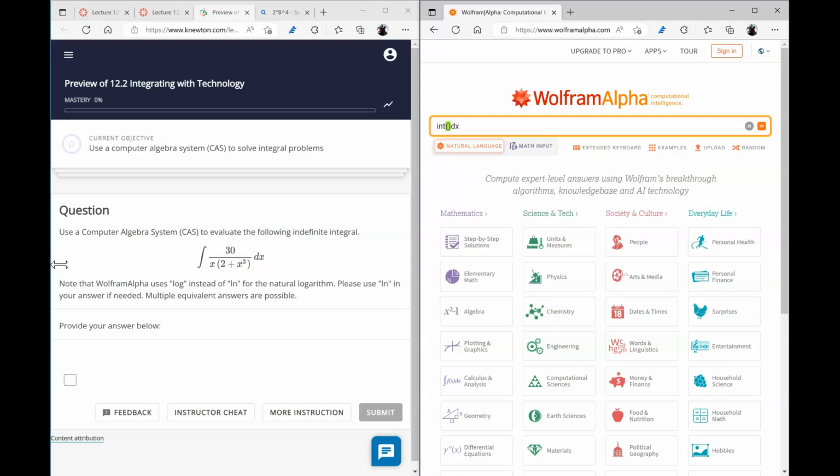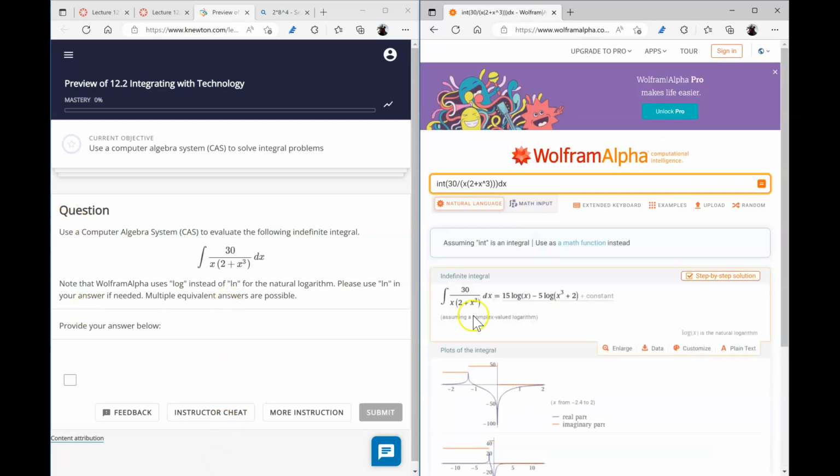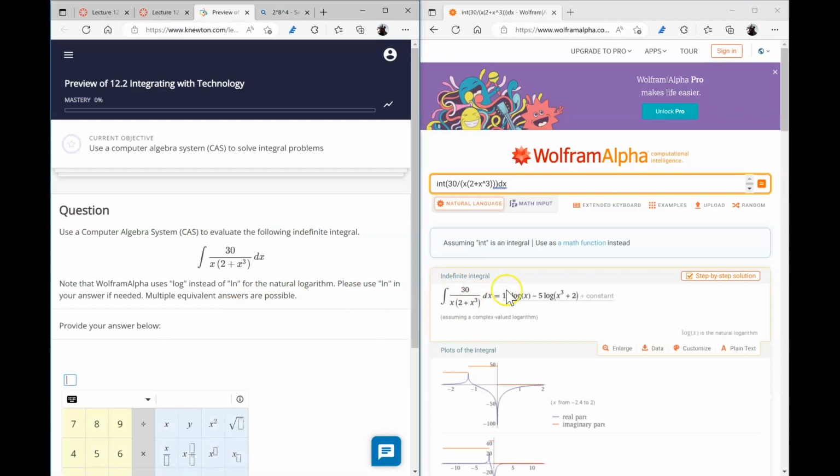Make sure you follow the syntax correctly. Here we have 30 divided by x, 2 plus x cubed. We have another parenthesis. And press enter. Now, make sure your input was interpreted correctly. So it seems like it was. And now we're just going to type the answer.